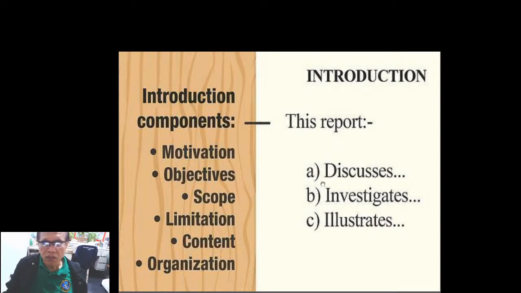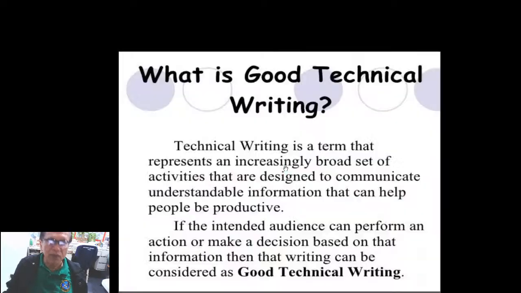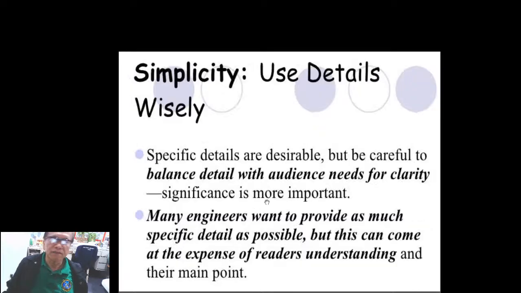The introduction: this report discusses, investigates, and illustrates. Concept: engineers spend a great deal of time writing technical reports to explain project information. What is good technical writing? Technical writing is a term that represents an increasingly broad set of activities that are designed to communicate understandable information that can help people be productive. If the intended audience can perform an action or make a decision based on that information, then that writing can be considered good technical writing.